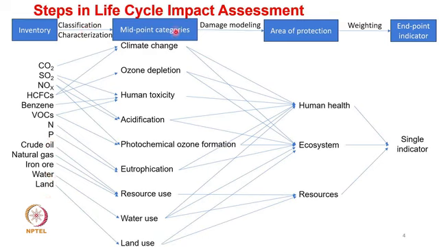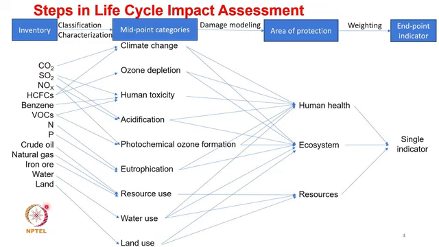Fine, and we would like to attribute them to what we call the midpoint category, which essentially means that, for instance, CO2 and HCFCs would result in climate change. HCFCs of course also result in ozone depletion. SO2, NOx, etc. would result in human toxicity. Some components would result in acidification. Then photochemical ozone formation, eutrophication, water use, resource use, and land use. So all of these components would result in one of these classifications, which we call a midpoint category.